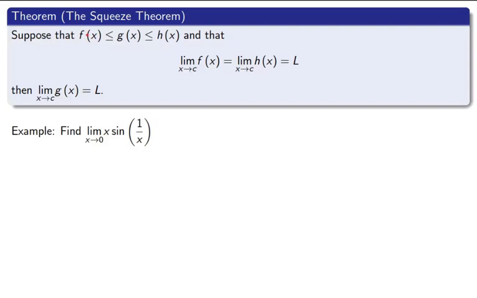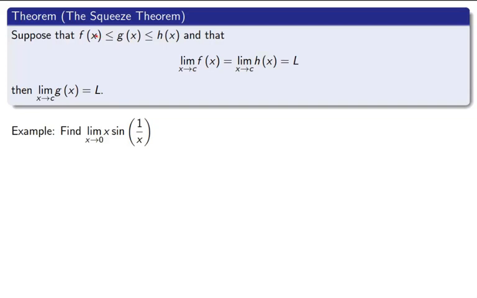Here's the Squeeze Theorem. If you've got 3 functions, and g, the function that you're taking the limit of, is in the middle, and you've got a lower function and an upper function, so that the two lower and upper have the same limit, then the limit of the middle function is the same.